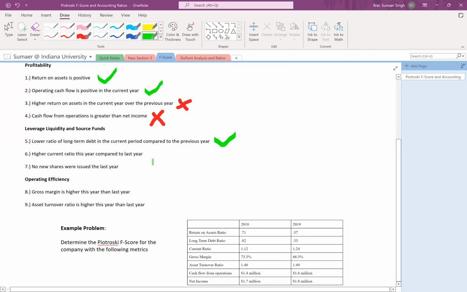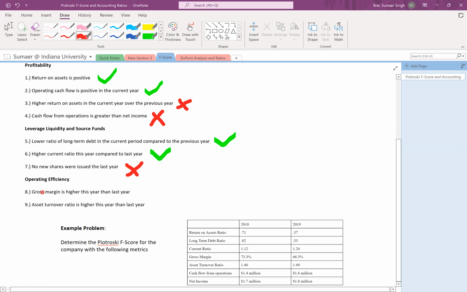This criteria is fulfilled. Our sixth criteria is that there's a higher current ratio this year compared to last year. This one is fulfilled as well. The current ratio is higher in 2019 compared to 2018, with our 2019 current ratio being 1.24 and our 2018 ratio being 1.12. So we will mark this as yes. Our number 7 is that we have no new shares issued last year. And so here we're going to assume that we haven't issued any new shares. Our company hasn't issued any new shares, as the problem doesn't tell us that we've issued any new shares. So we will mark this as X.